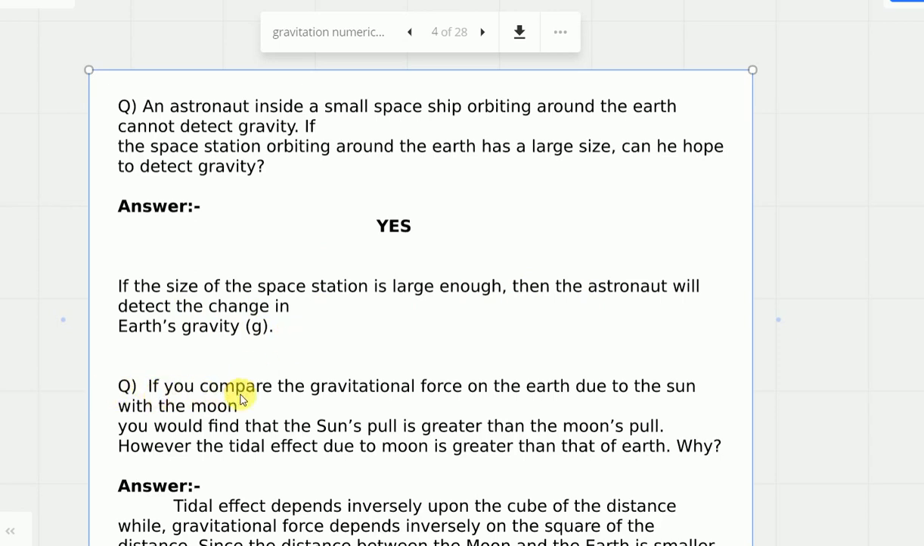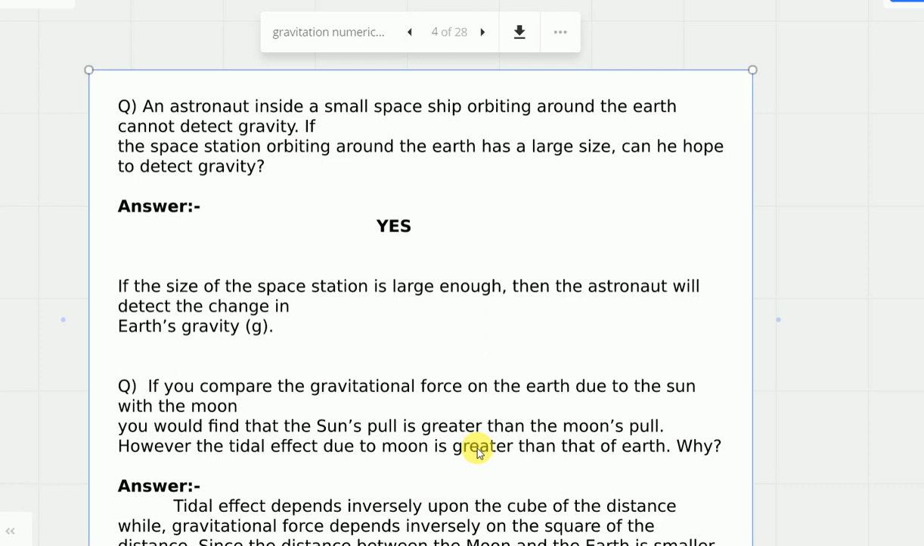Another question: if you compare the gravitational force on Earth due to the Sun with that due to the Moon, you will find that the Sun's pull is greater than the Moon's pull. However, the tidal effect due to the Moon is greater than that due to the Sun. Why? Basically, the tidal effect on Earth is mainly due to the Moon. Remember this.